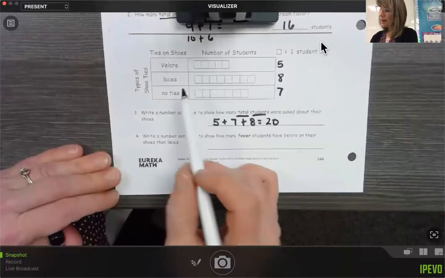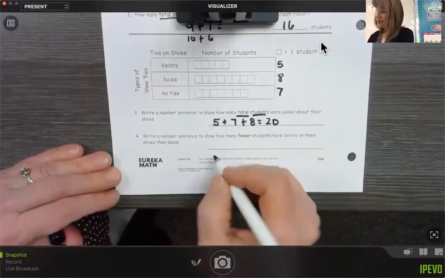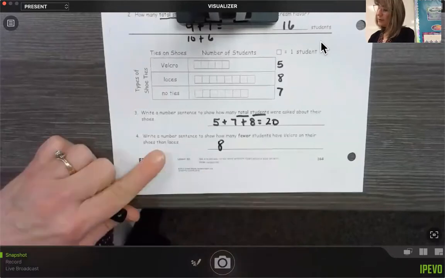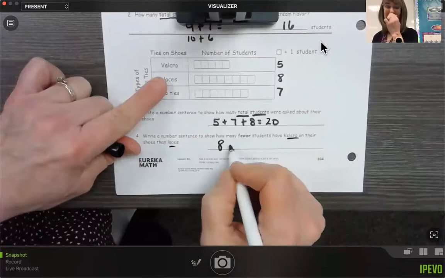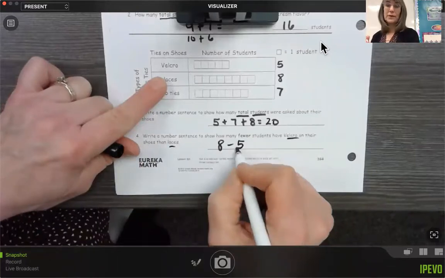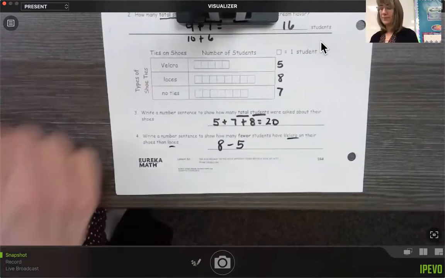So we'll say 8. And then the other one it's comparing is Velcro, which is 5. So 5 was the smaller number. So we say 8 minus 5. You can just do it on your fingers. 8 minus 5 equals 3.